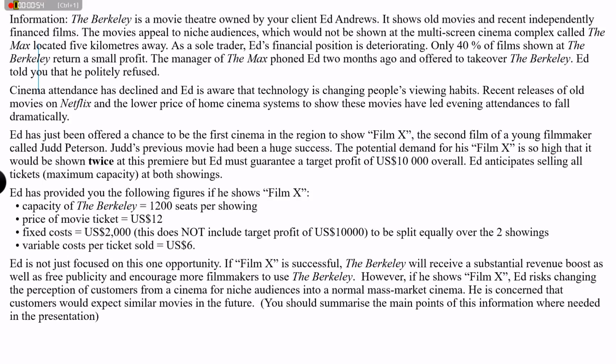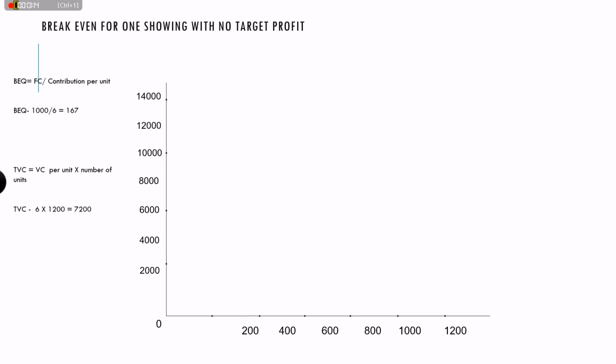So the capacity of the Berkeley is 1,200 seats per showing. Price of the movie ticket is $12. Fixed cost is $2,000, and it does not include the target profit of $10,000. And it is to be split equally over the 2 showings, and the variable cost per ticket sold is $6. So break even for 1 showing with no target profit.